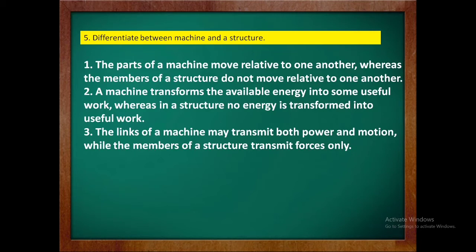Second difference, a machine transforms the available energy into some useful work, whereas in a structure, no energy is transformed into useful work. Third one, the links of a machine may transmit both power and motion, whereas the members of a structure transmit forces only. These are the main differences between machine and structure.